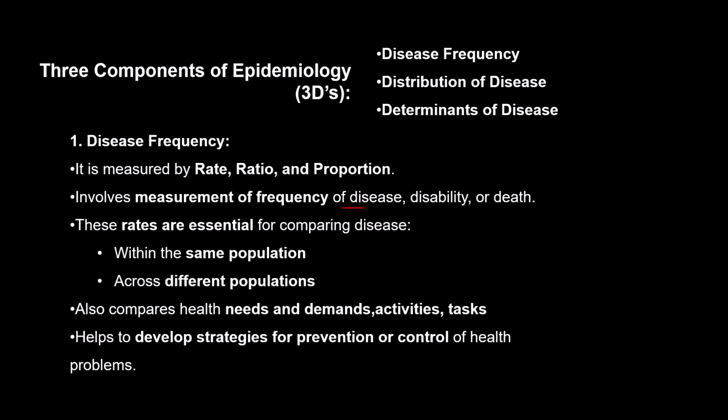These rates are essential for comparing diseases within the same population or across different populations to take any important step. Also, they compass health needs, demands, activities, and tasks. It will quantify the disease effect, to prevent or control the disease by implementing health-related strategies, and also how much capacity the government needs to put in according to the burden of the disease. The burden is defined by this disease frequency.